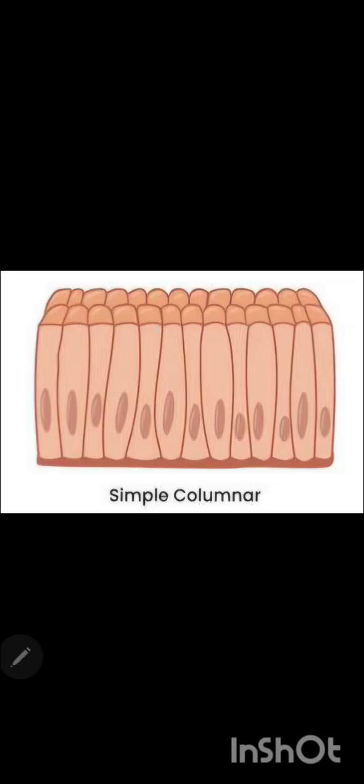They are also a single cell layer, but the shape of the cell is elongated and vertically placed. The vertical height is more, but in cuboidal it is almost square in shape. So this is the simple epithelial tissue.